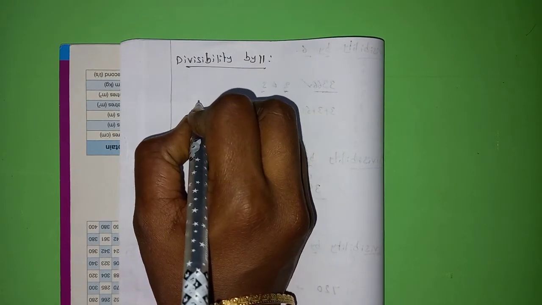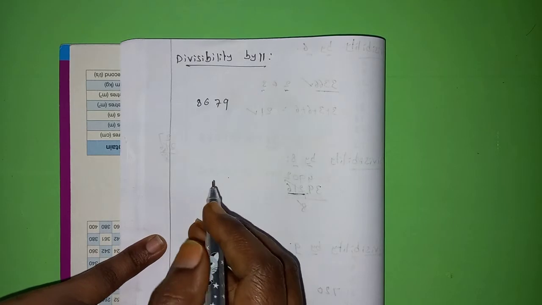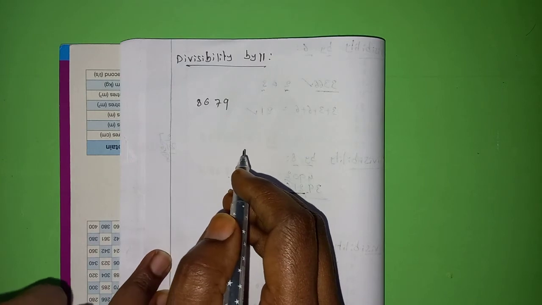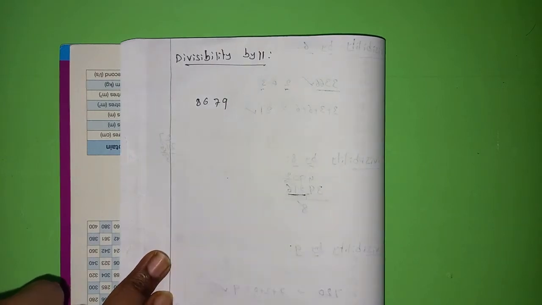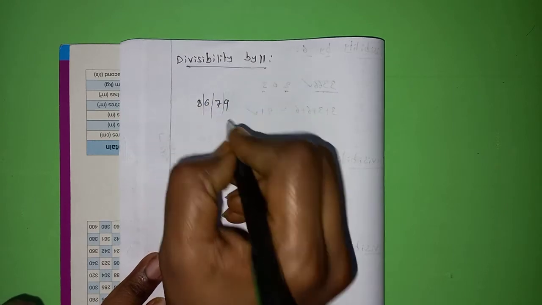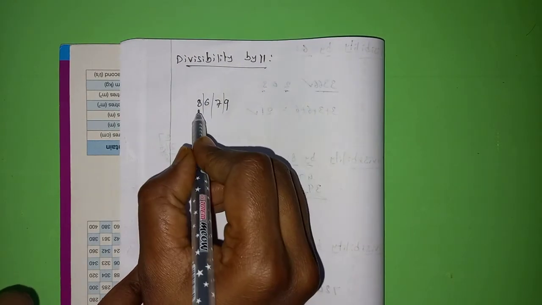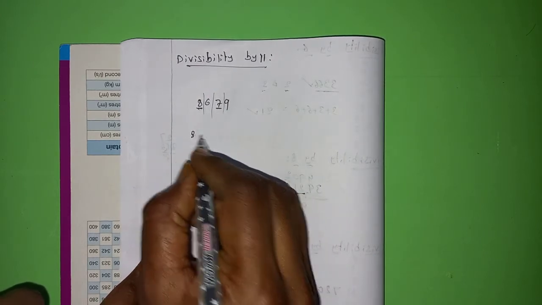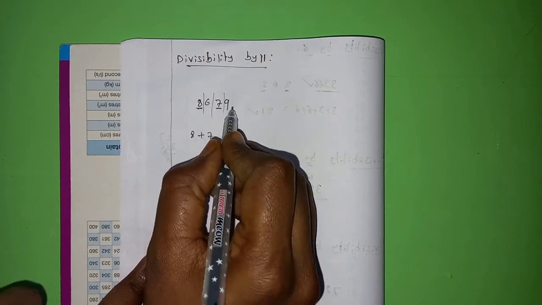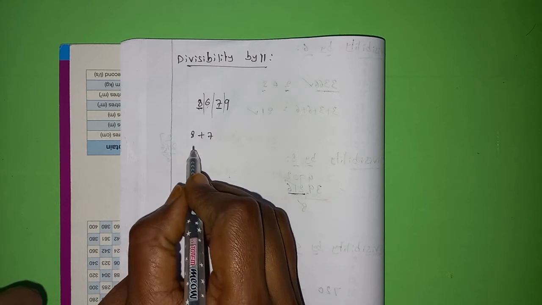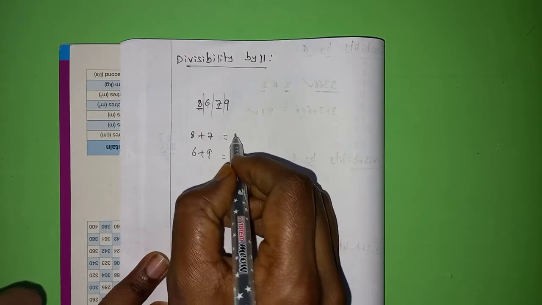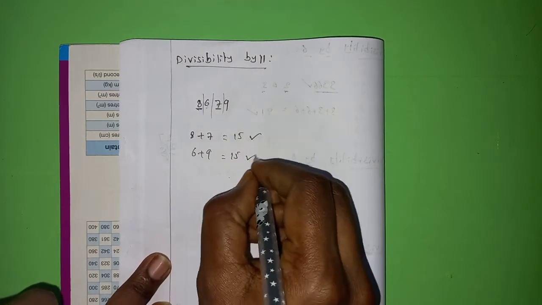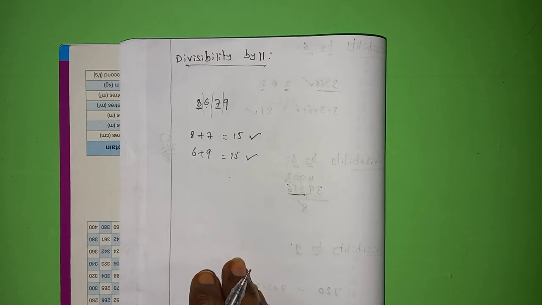Let us take a number like 8679. To check whether the number is divisible by 11 or not, what you have to do is just segregate the number. Take the odd places, 1, 2, 3, 4, odd places as one side, 8 plus 7, and take the even places, means second place, fourth place, 6 plus 9. What is the answer? 15 and 15, right? If both are same, then that number is divisible by 11.